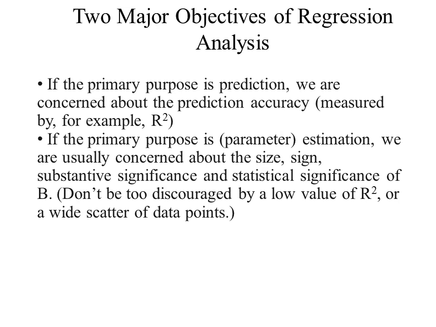So, if the primary purpose of the regression analysis is prediction, we should be strongly concerned about the prediction accuracy, which is measured by r². But if the primary purpose is estimation of the relation between x and y, we are usually more concerned about the size, sign, substantive significance, and statistical significance of the regression coefficient, b, of x, than the value of r².